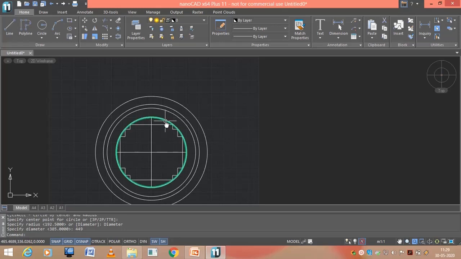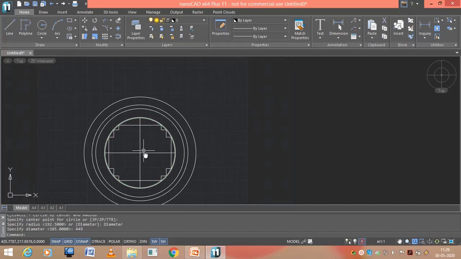Clear? What we need to draw is the full sectional plan and then the full elevation, right? So let me convert these two into an axis line now. Let me extend these two lines up to the last circle by using the extend command. I need to extend up to the last circle. Enter.